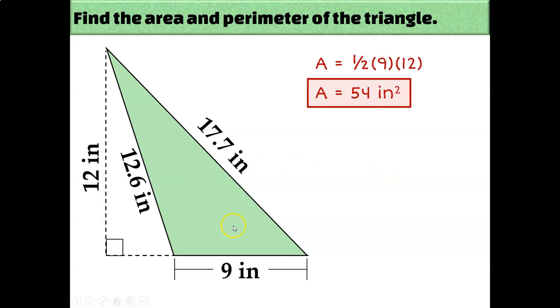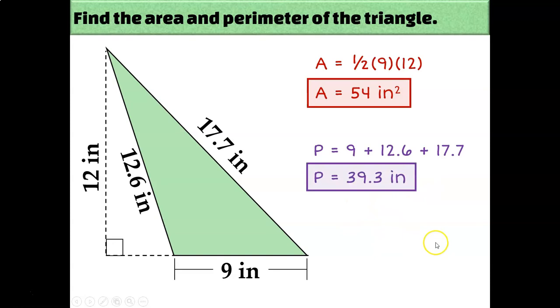Even though it's a different looking triangle, they have the same base and the same height, so they have the same area. But again, they'll have different perimeters because they have different side lengths. We still have 9 as one of our side lengths, but our other two side lengths are 12.6 and 17.7, which gives me a total perimeter of 39.3.